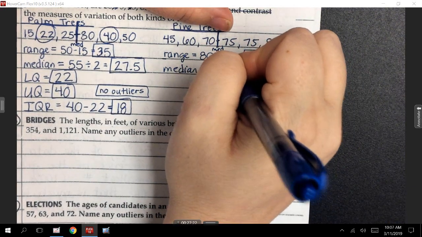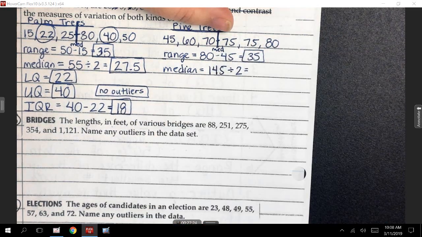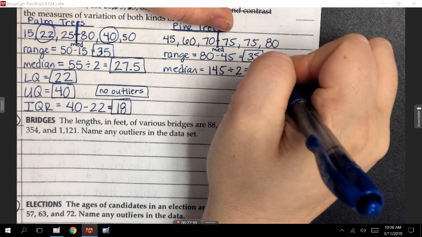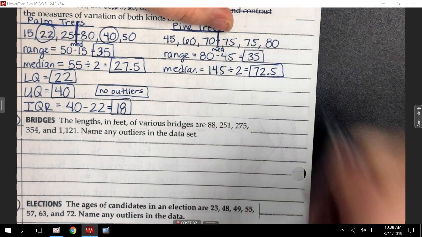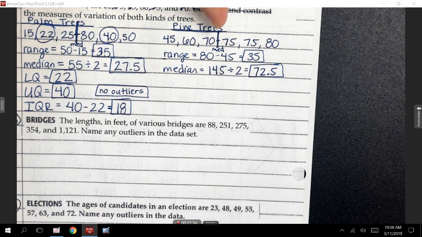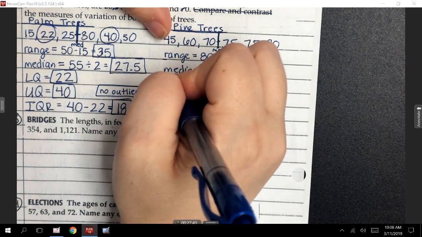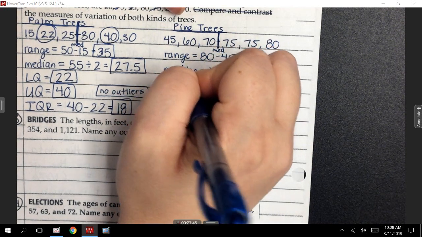And what did you say I divide by? 2. Divide it by 2. 145 divided by 2. Someone help me out with that. What do we get, Cade? 72.5. Is that in the middle of those 2 numbers where I drew my line? Yeah, it's between 70 and 75, so are we good on my median? If I got a median and it was not in the middle, that means I did something wrong, okay? All right, what about my LQ? LQ, Lily?